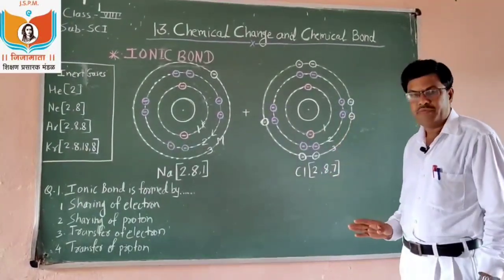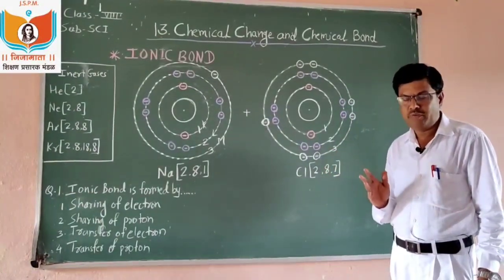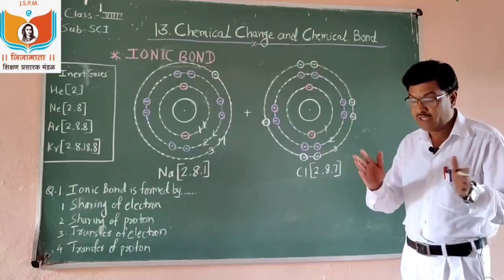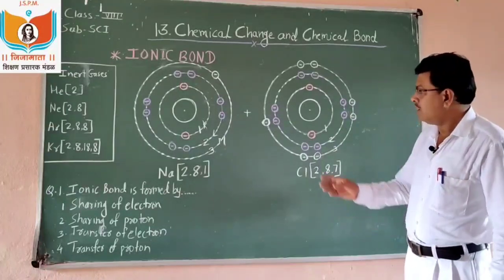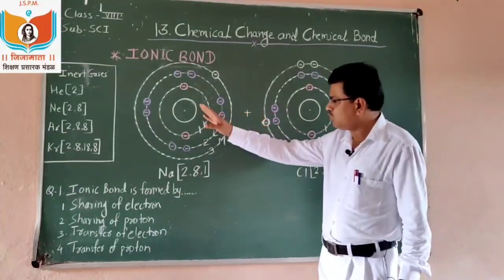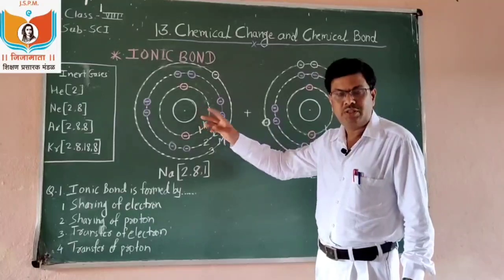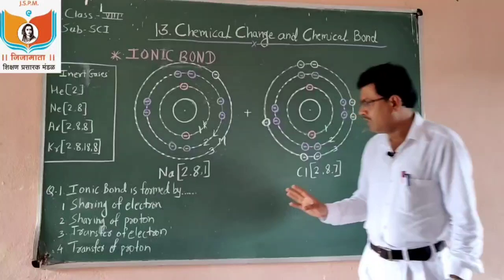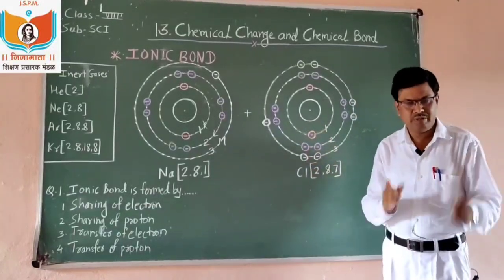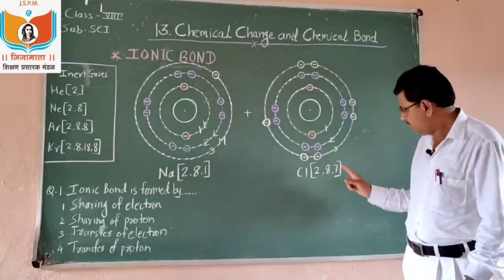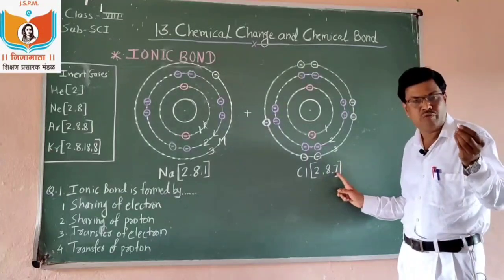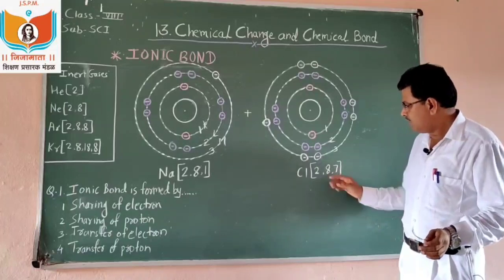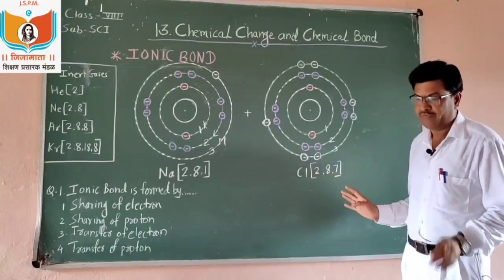We already know that the number of protons and the number of electrons are the same in any atom, so electrically every atom is neutral. Here the valency of sodium is 1 because there is 1 electron in the valence shell of sodium, and the valency of chlorine is also 1 because in the valence shell of chlorine there is a shortage of 1 electron to complete the octet state. So the valency of chlorine is also 1.